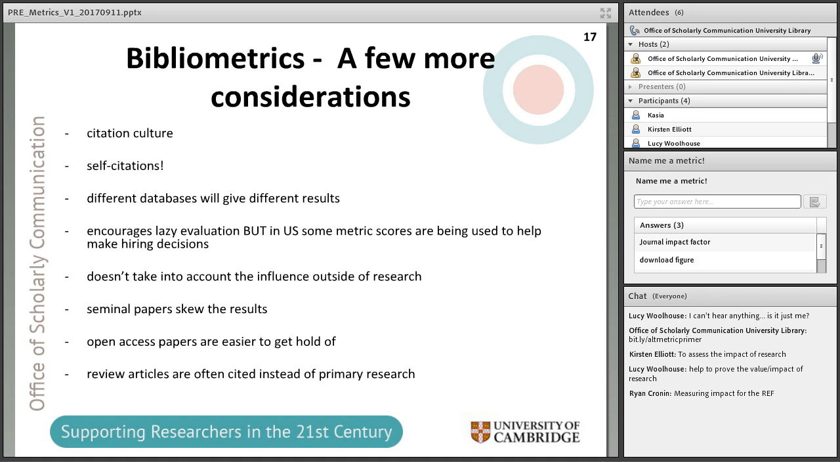And then finally, review articles are often cited into the primary research, especially when the editors are trying to influence scores. If they limit the number of papers that you can reference, it's quite good to strip out 10 papers and put in one review article instead. And therefore, review articles can get cited and they get higher citations, and again, it can skew the results. So that's just something else to be aware of.